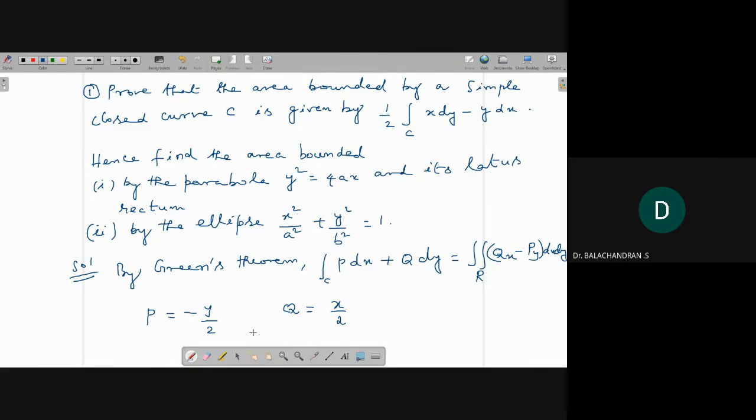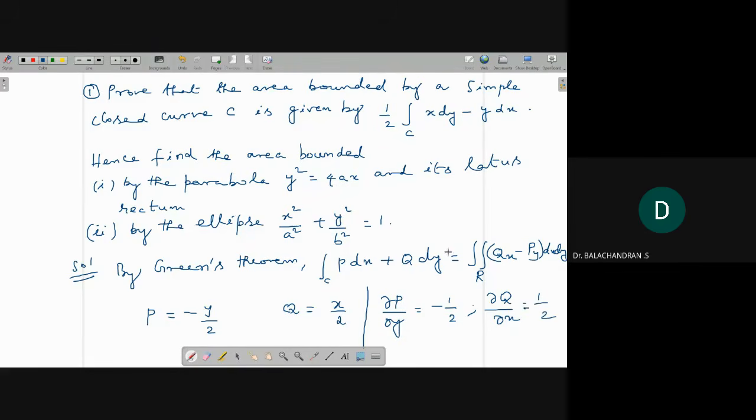But Prakash wrote it correctly. So P equal to, because P is what? P dx. So minus 1 y by 2, and Q is what? You can check it, dy. So x by 2. So we got P and Q. We need to find Qx and Py. So from this, what is Py? Py means dou P by dou y, which is minus 1 by 2, and dou Q by dou x equal to 1 by 2.